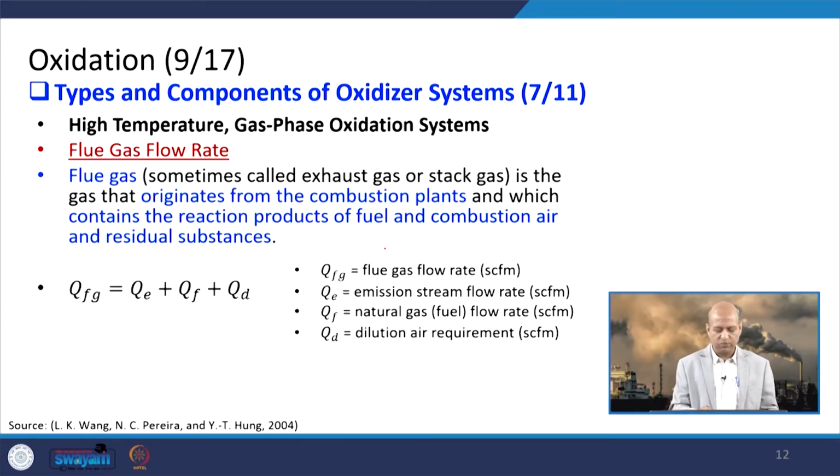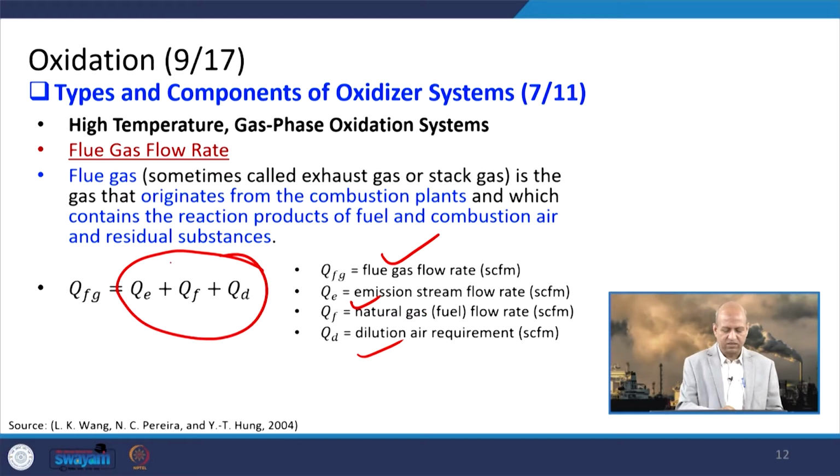So, the flue gas flow rate may be there, emission stream flow rate can be there, natural gas flow rate, dilution air requirement. All these, the emission, natural gas and dilution air requirement, are basically making the total flue gas flow rate. So, that we should know.